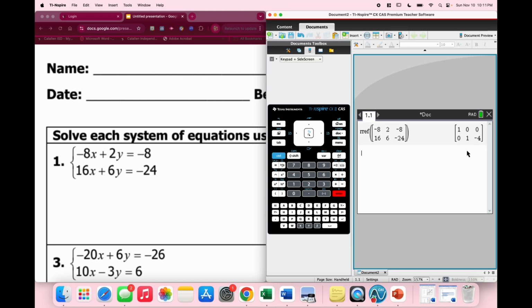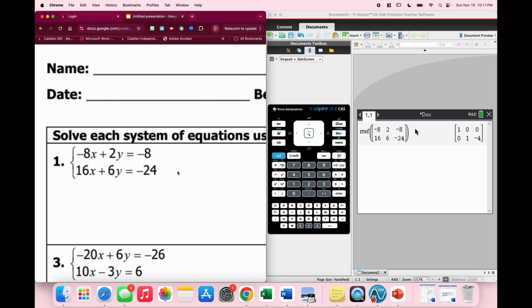Now when I press enter, I get back the identity matrix. Remember, that's 1, 0, 0, 1. This lets me know that x equals 0 and y equals negative 4. So here my solution to number 1 would be 0, negative 4.